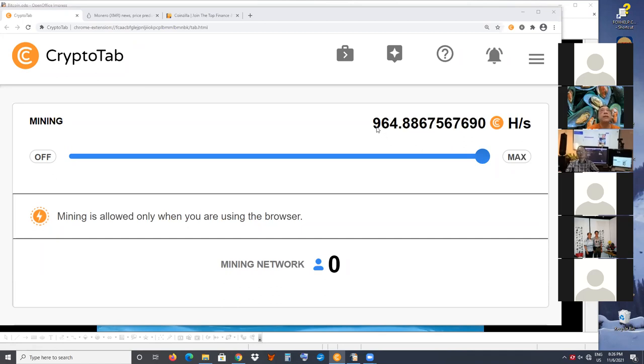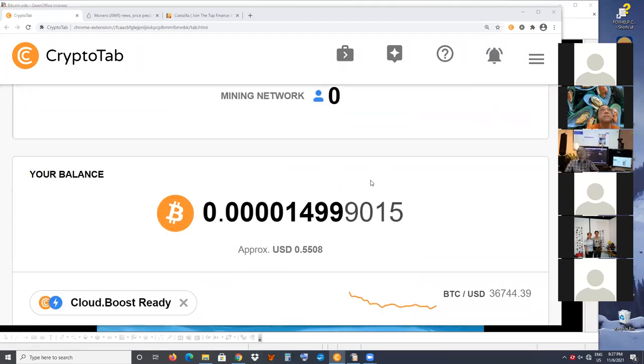I help them compute 958 computations a second. So every second I compute 948. If you have 1,000 people, 1,000,000 people, then you have a lot of computation. So you are actually selling your CPU power to someone. What is your CPU power? In this case, 2.9 gigahertz.